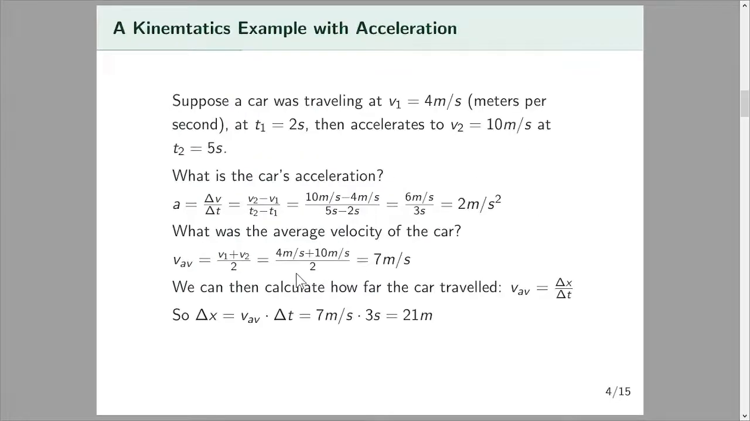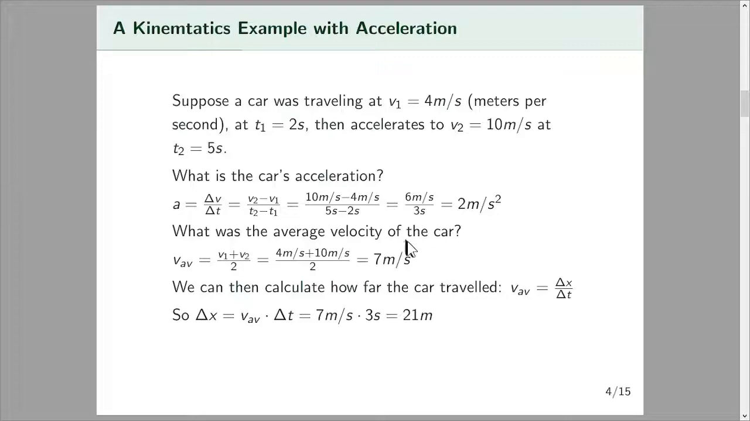And so here's just an example. Suppose a car is traveling at 4 meters per second at 2 seconds, and then accelerates to 10 meters per second at 5 seconds. This is very similar to the calculation we just did. It's 10 meters per second minus 4 meters per second, because that's the final velocity minus the initial, over the final time minus the initial time. And once again, we get 2 meters per second squared as a result.